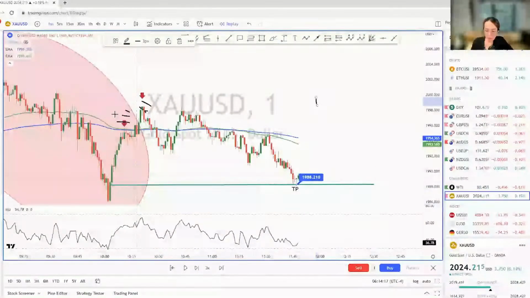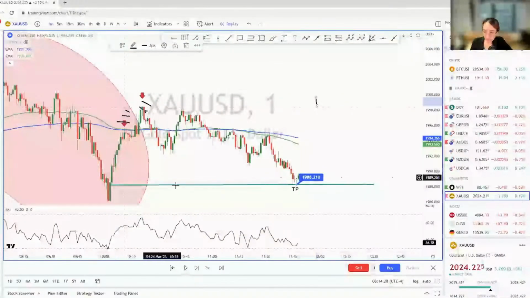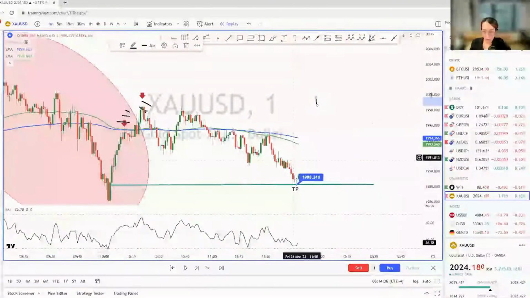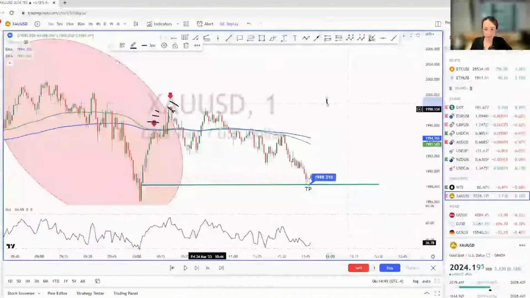You can see here my first order I entered at about 1995, and my second one is about 1998. So my TP is about 1988. It's almost 1000 points, or 100 points here. So this is how I scalp gold. Let me know if you have any questions, and I will try to answer you guys. This is one example.